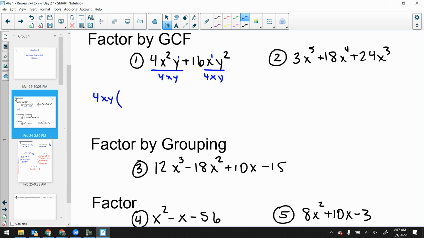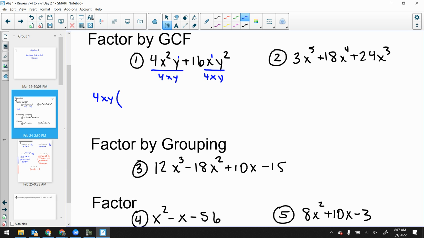Now, I know it's going to happen tomorrow. Please don't let this be you. Some people will just identify what the GCF is and stop there. Please don't do that. I want you to factor by GCF. I want you to pull it out and show me what remains.